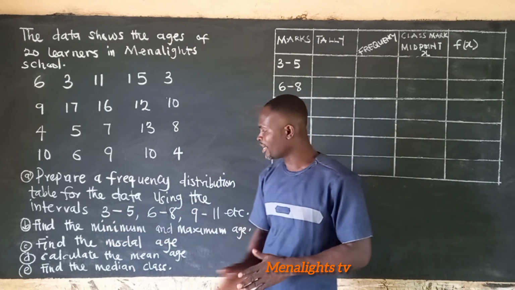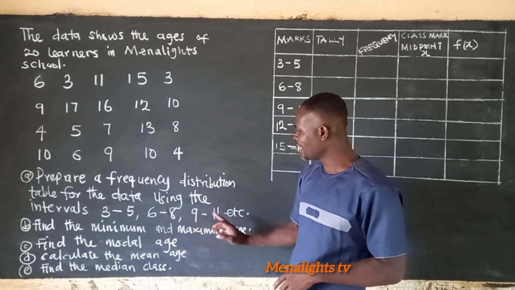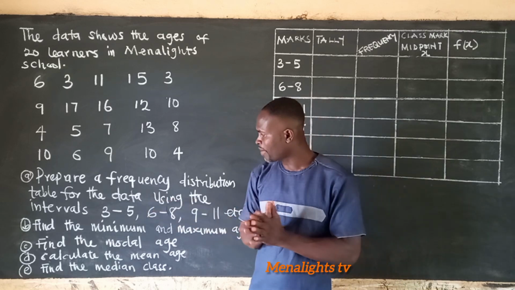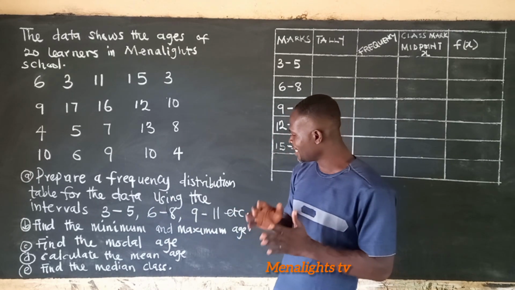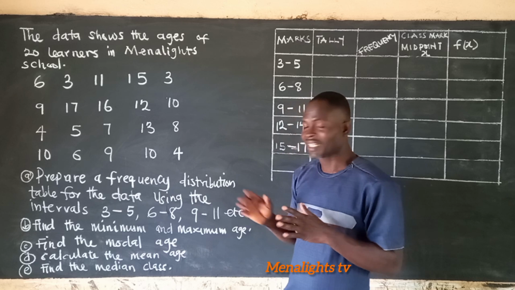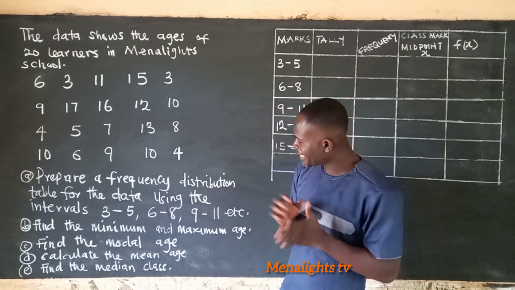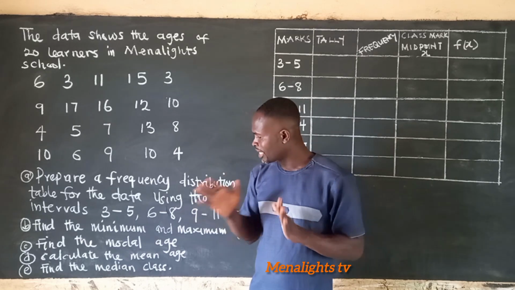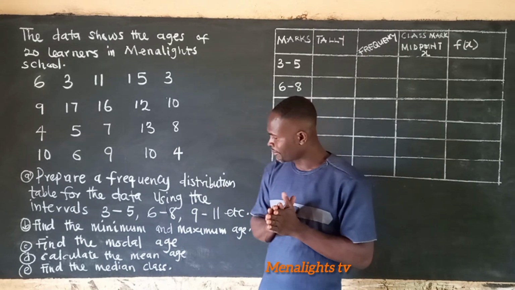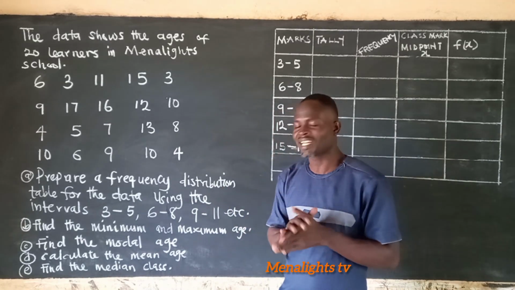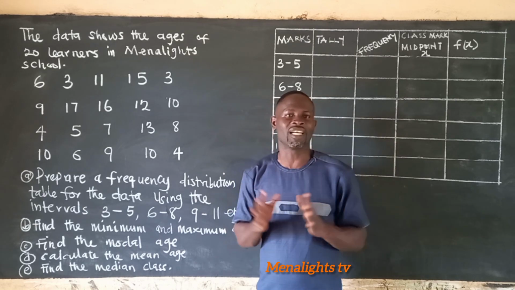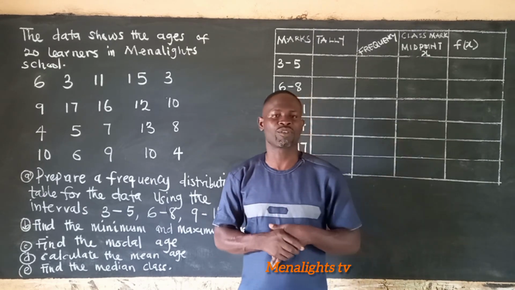So 3 to 5, 6 to 8, 9 to 11. Then you have to find the minimum and the maximum age of the learners in that school. Then you find the modal age of the learners. Then you calculate the mean age. Then after that, you have to find the median class of the learners. So let's see how best we can go about it.